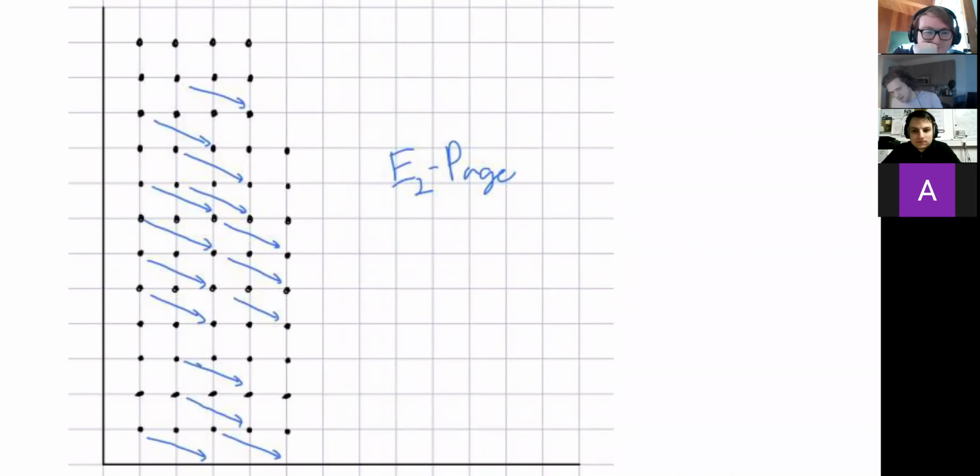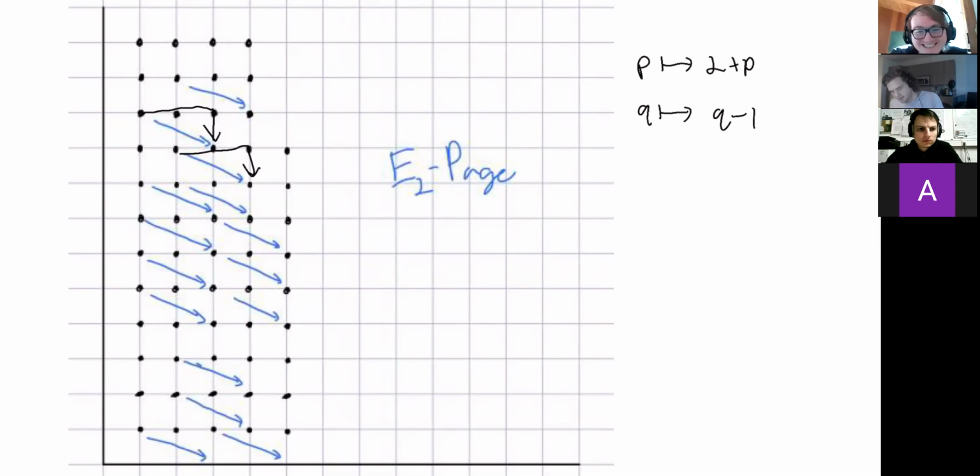So now what's happening? Well, P is now getting mapped to P plus 2, and Q is now getting mapped to Q minus 1. So Q minus 2 plus 1 is going to be Q minus 1. And so what's happening is just your basic elementary school rise over run. We've got all these maps going like this, and each of these dots has a map.